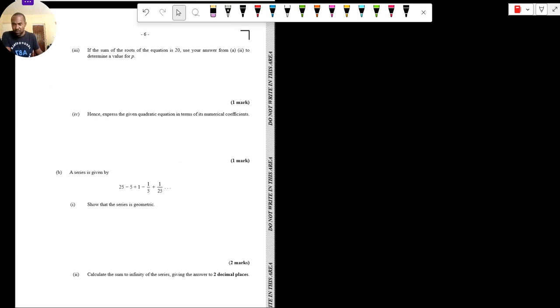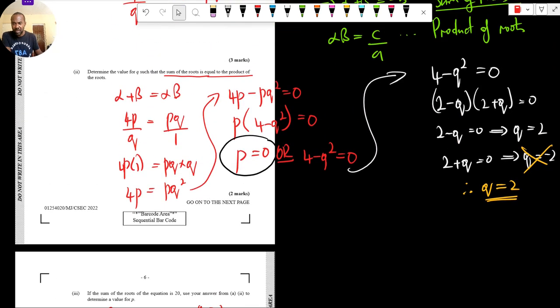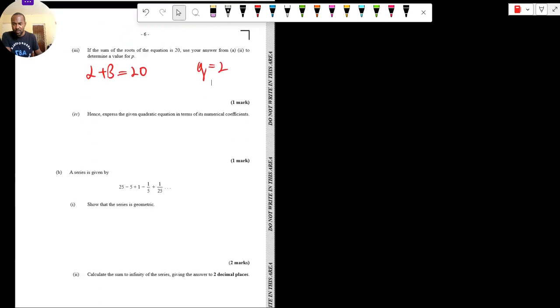Now part 3 says, if the sum of the roots of the equation is 20, use your answer from part 2 to determine a value for p. So what they're basically telling us is this. The sum of the roots, alpha plus beta, is equal to 20. And of course, we just determined that the value of q is equal to 2. Now let's go back up a little bit and find the expression for alpha plus beta. Alpha plus beta was 4p over q.